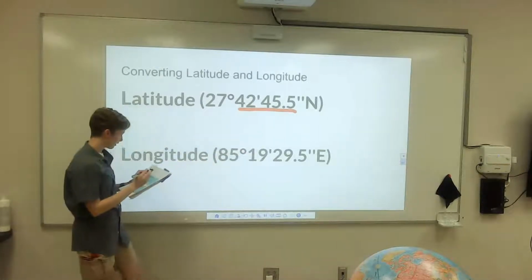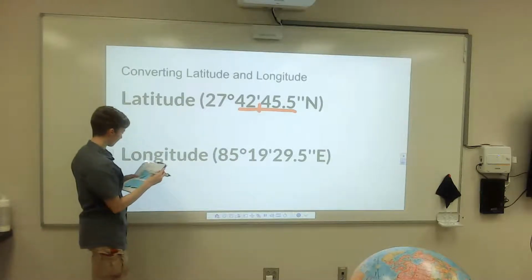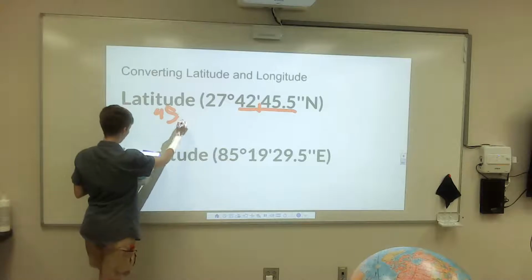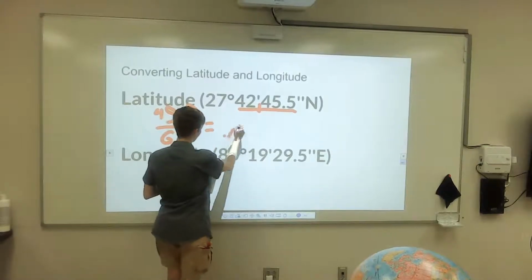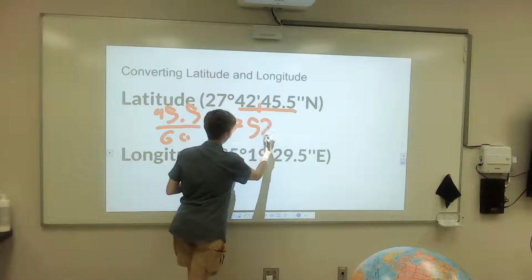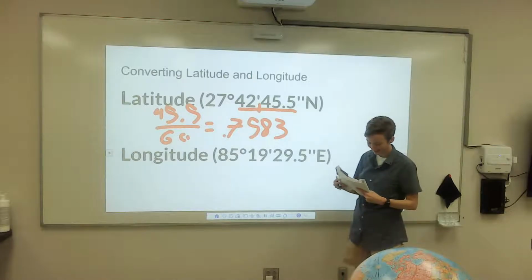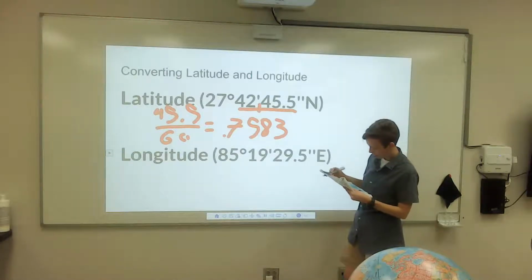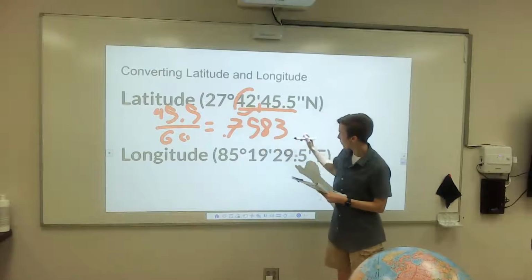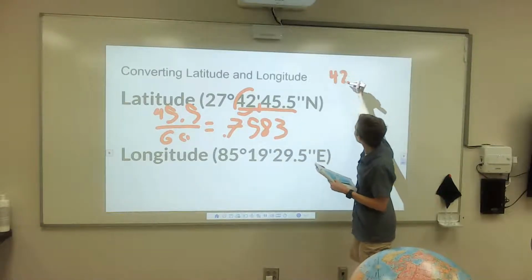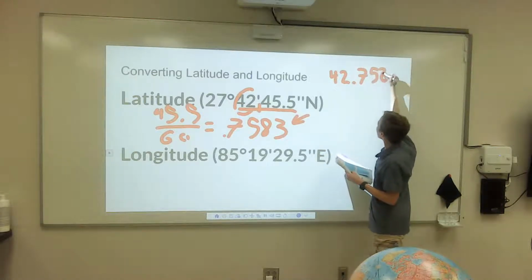So first, let's divide this part, 45 divided by 60. So we have 45.5 divided by 60 equals 0.758. I'm going to run out of room here. We're going to take what we just got and add on our 42. So here's our 42, that's where we're going to get that. So 42.758.